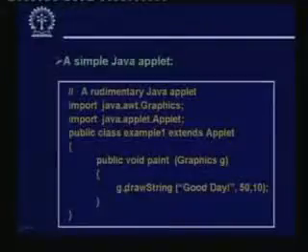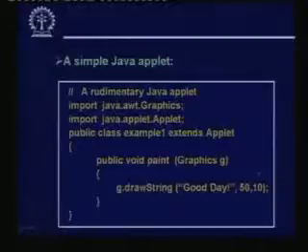So, drawString is a method which is present in the graphic object, g.drawString. You can call this to display this string, and this represents the actual coordinate where you are displaying. So, in this way you can write a simple Java applet which is somewhat similar in capability to the application we had just seen.